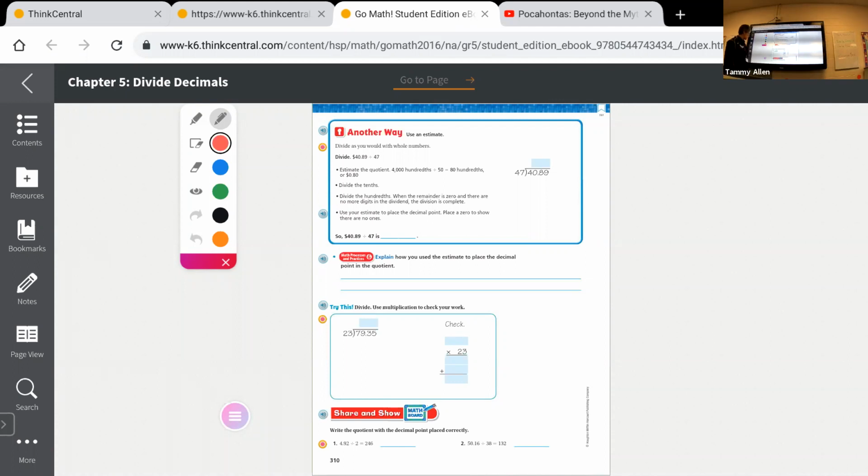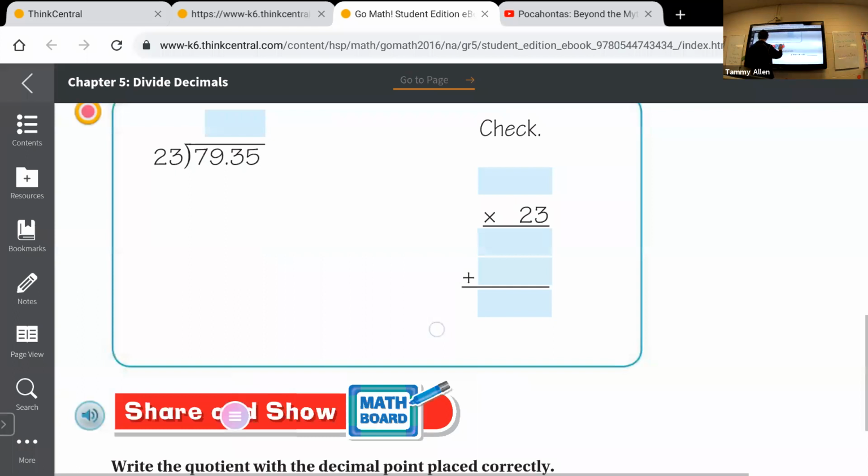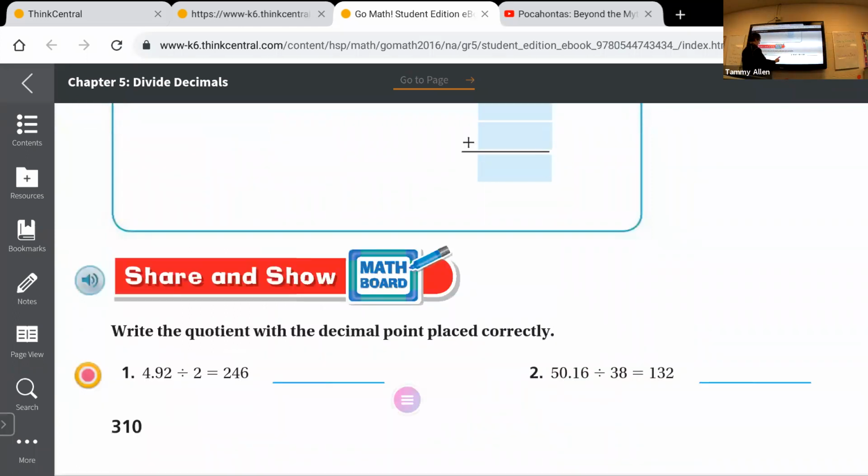4 and 92 hundredths divided by 2, and they gave you an answer of 246. So you're supposed to write the quotient with the decimal point placed correctly. Here we're using our compatible numbers to know where to place the decimal point. We're dividing by 2, so we can keep that. What should we use for 4 and 92 hundredths?